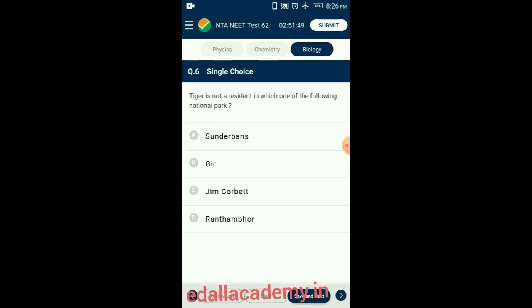Question number 6. Tiger is not a resident in which one of the following national parks? Tiger is not a resident in Gir National Park. Gir has a large population of mugger crocodile, which is among the 40 species of reptiles and amphibians recorded in the sanctuary. According to official census, Gir has about 300 lions and 300 leopards. Spotted deer, otherwise called chital, chausingha, chinkara, that is otherwise called Indian gazelle, and wild boar thrive in Gir. So the answer is option B, Gir.